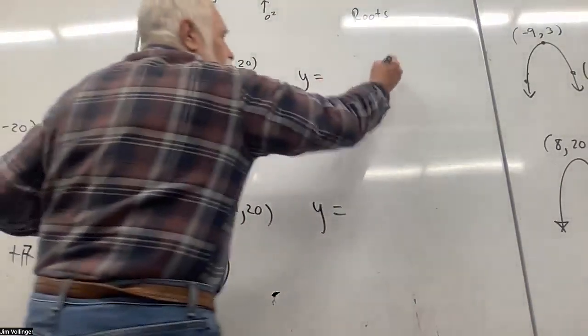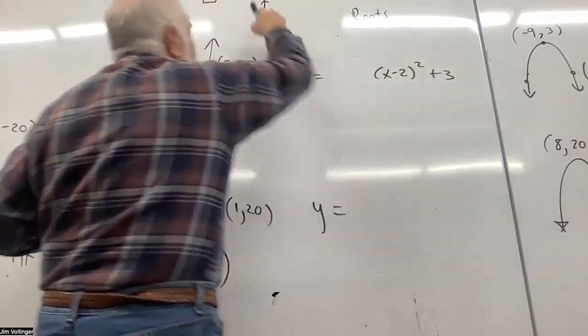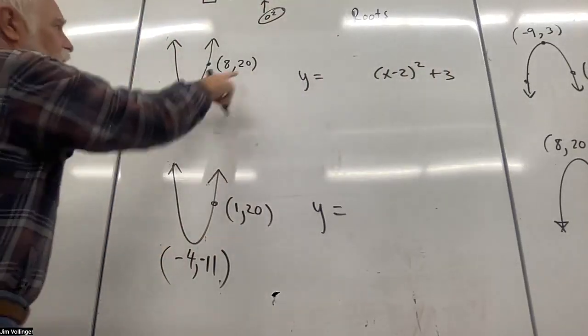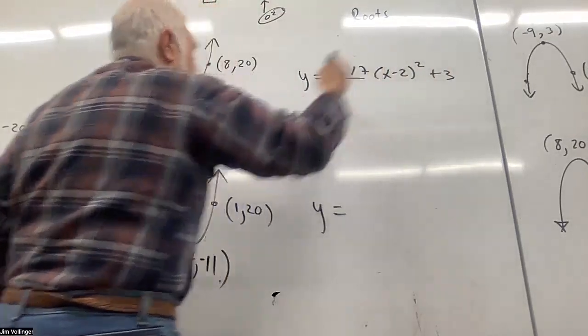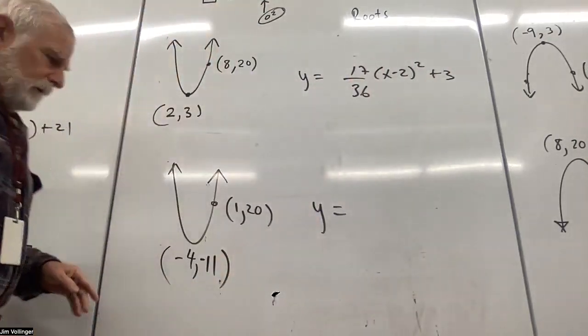2, 3, so I want quadratic change. X minus 2 squared plus 3. Oh yes, quadratic, 0. 0 squared is important. I made a 0 out of 2. 3 to 20, up 17.